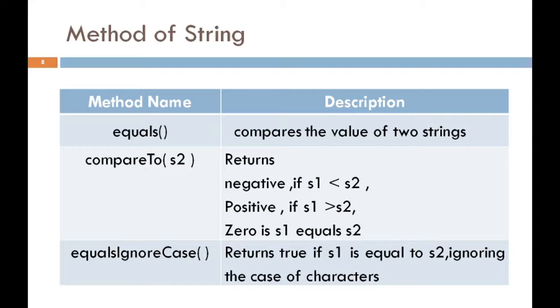The third function is equalsIgnoreCase. It is the same as the equals method, but this method compares two strings on the basis of content, and it does not check the case like the equals method. In this method, if the characters match, it returns true, otherwise it returns false. That means this method is the same as the equals method, but it ignores the case. It does not consider capital letters and small letters. So these are the various inbuilt methods which are available in the String class in Java.